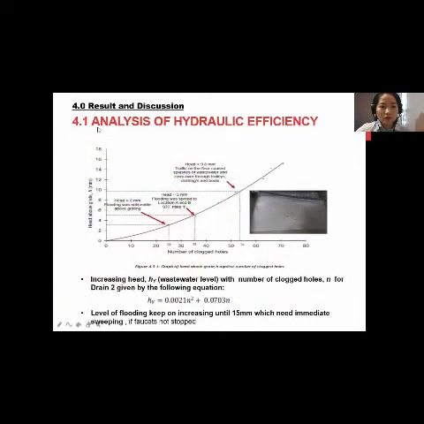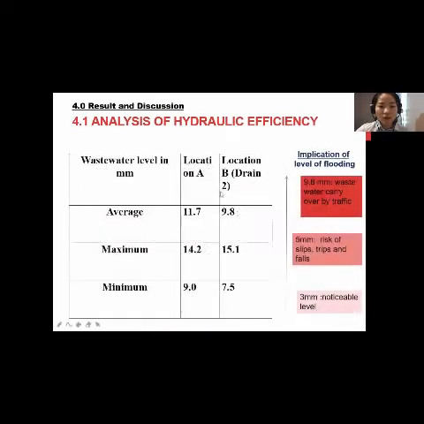And this is my result. This graph is generated based on my observation. If the water drain is clogged, the number of holes clogged increases and the level of flooding increases. This equation shows a positive relationship between the number of holes and the level of flooding. I generated it using Excel based on this graph. The maximum level of flooding in location A and B is found to be 14.2 and 15.1.